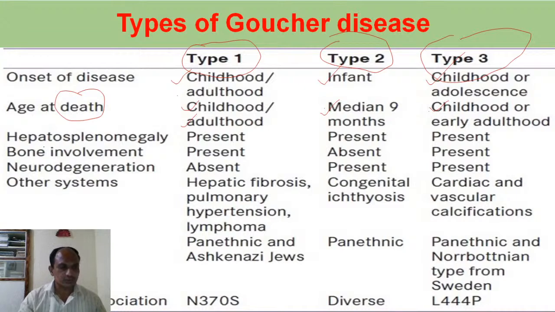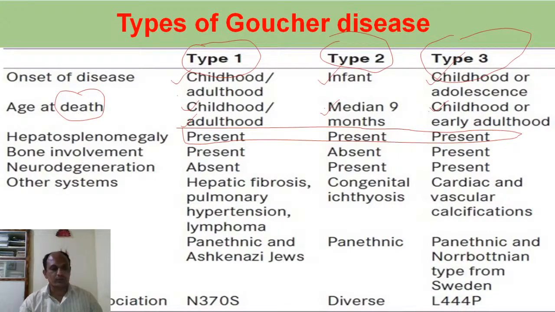Then these are the symptoms. There is hepatosplenomegaly, or you can say differently, hepatomegaly or splenomegaly. Hepatomegaly means there is a swelling of the liver, and splenomegaly means there is a swelling of the spleen. Hepatosplenomegaly is present in all types of Gaucher disease. That is, this swelling of liver and spleen occurs in type 1, type 2 as well as type 3.